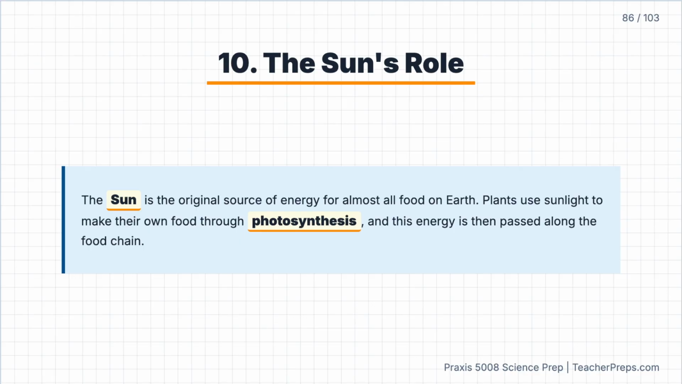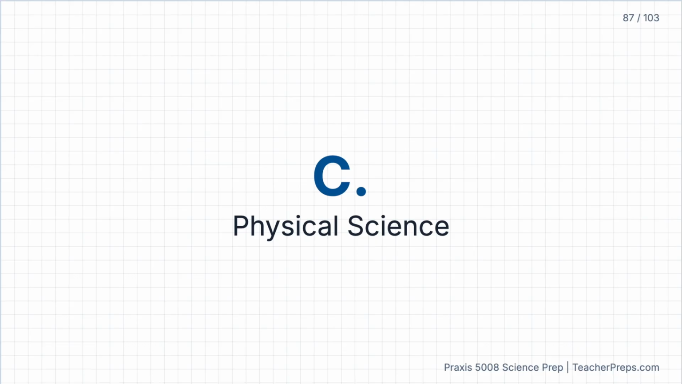Moving on, we've got section 10, the sun's role. Ultimately, all life on Earth is solar powered, which is super cool. Plants capture the sun's energy through photosynthesis, forming the base of nearly every food chain. Absolutely amazing. We have completed life science.